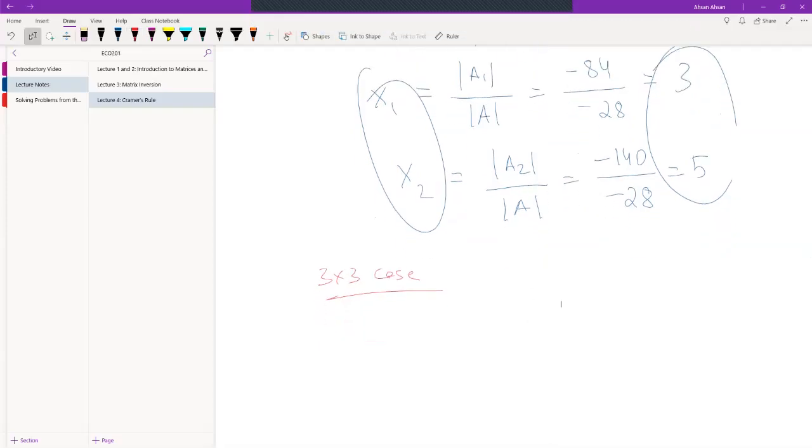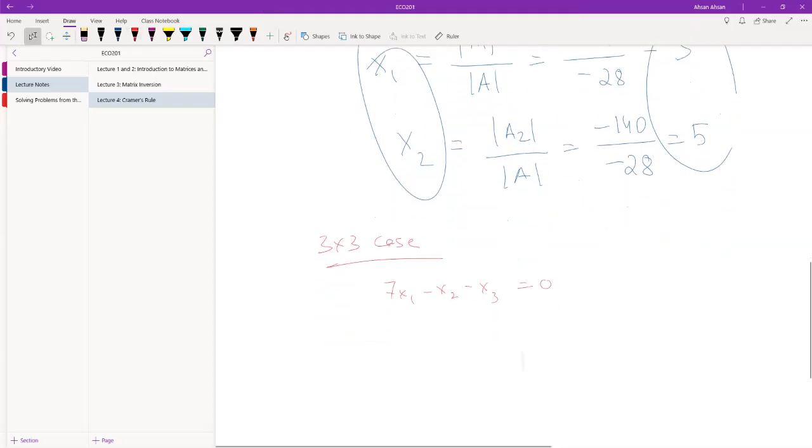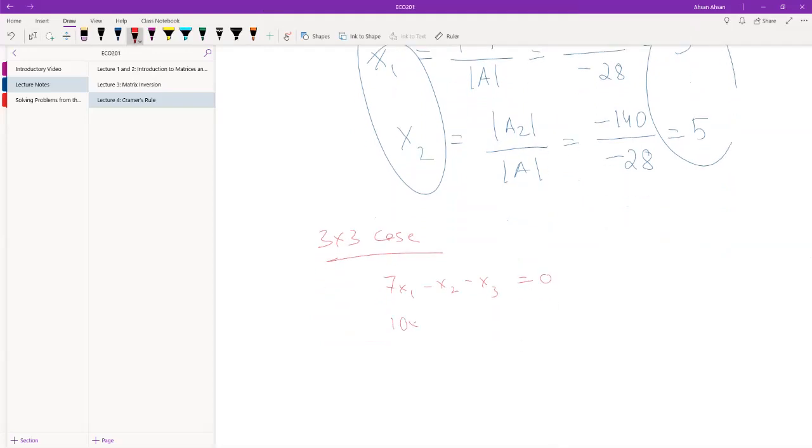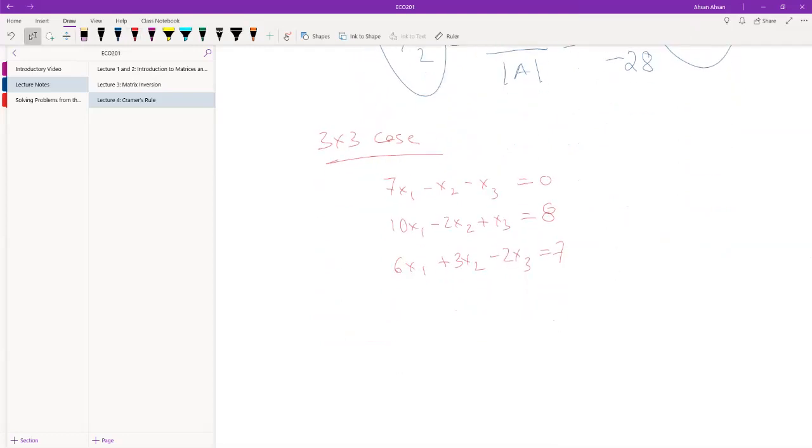So suppose what we have is 7x1 minus x2 minus x3 equals 0, 10x1 minus 2x2 plus x3 equals 8, and 6x1 plus 3x2 minus 2x3 equals 7. And we want to find the values of x1, x2, and x3.